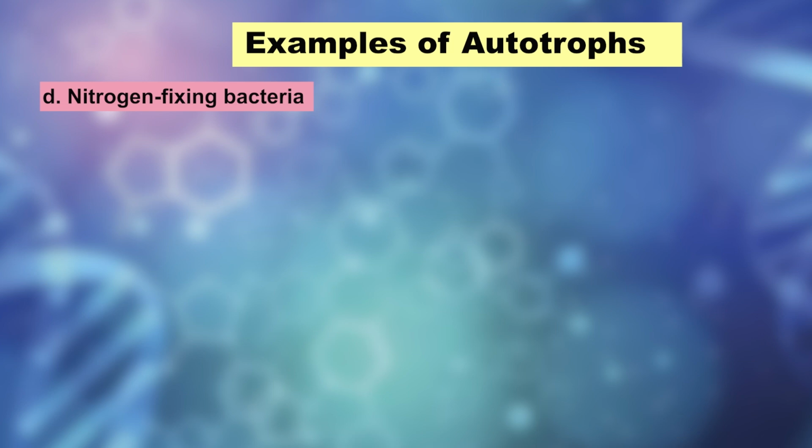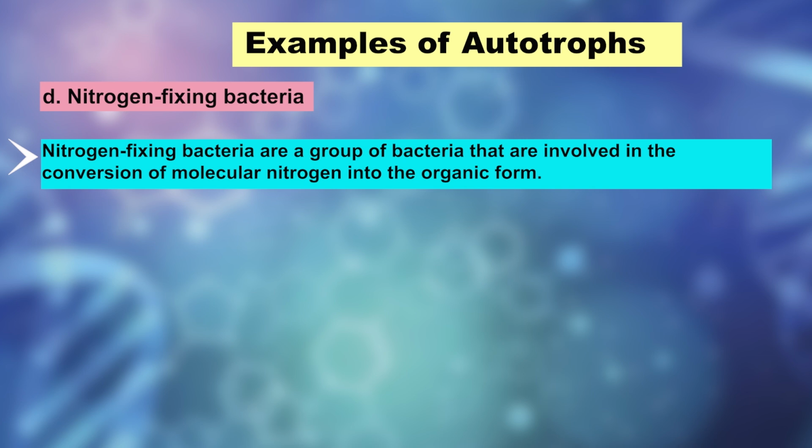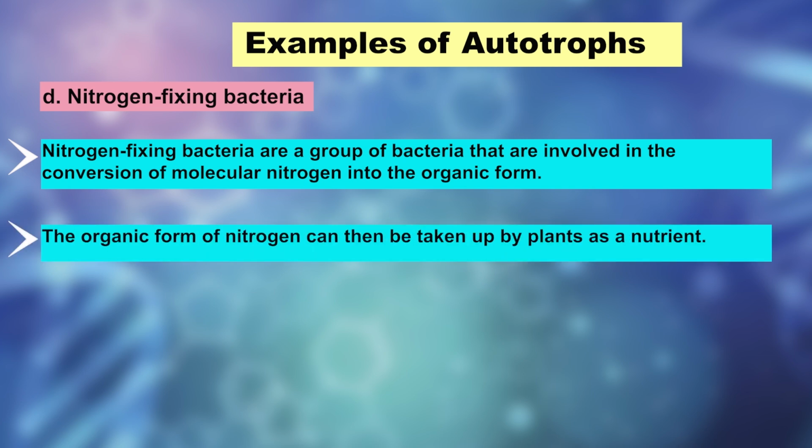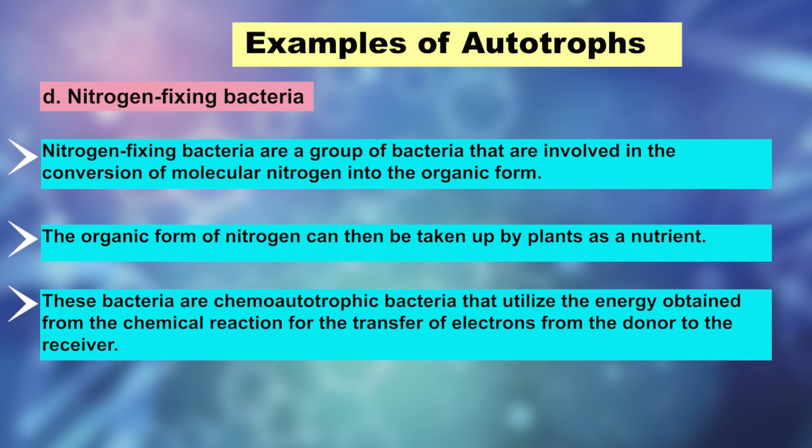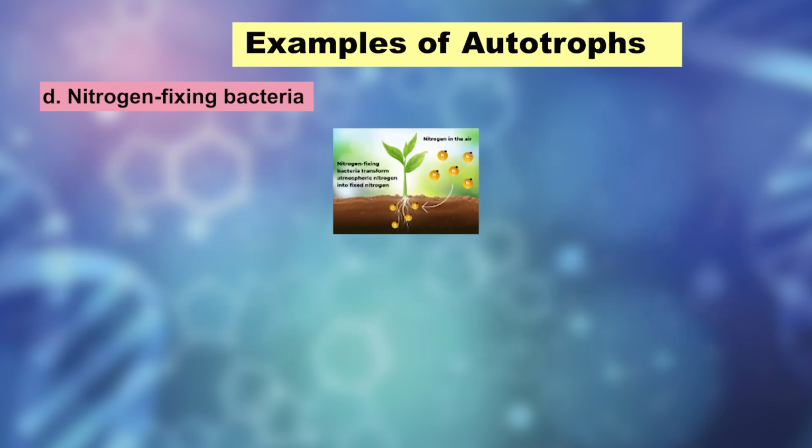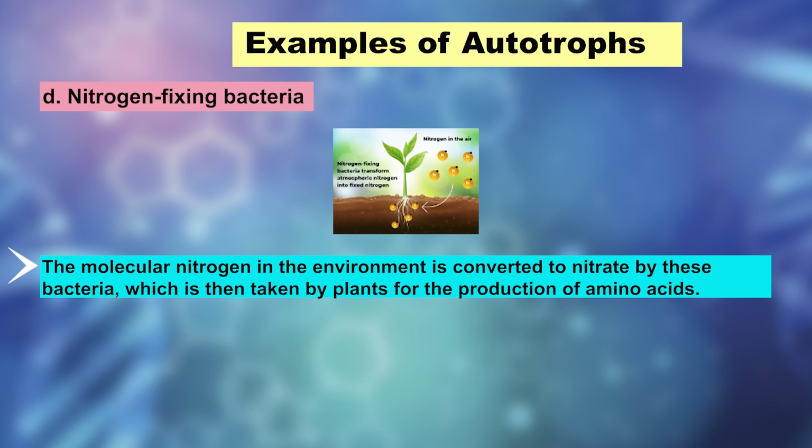The next example includes nitrogen fixing bacteria. Now these are involved in the conversion of molecular nitrogen into organic form. The organic form of nitrogen can then be taken up by the plants as a nutrient. These bacteria are chemoautotrophic bacteria which utilize the energy obtained from chemical reactions for the transfer of electrons from the donor to the receiver. The molecular nitrogen in the environment is converted to nitrate by these bacteria, which is then taken up by the plants for the production of amino acids.